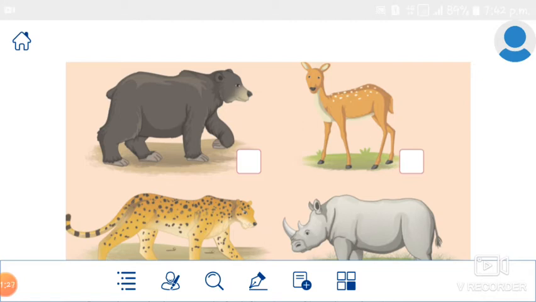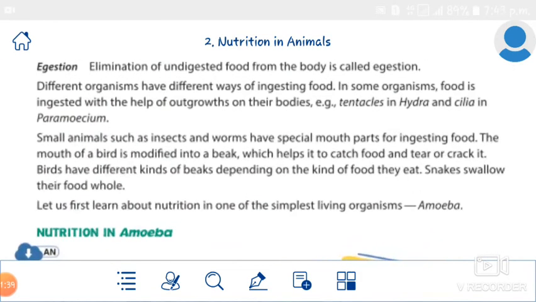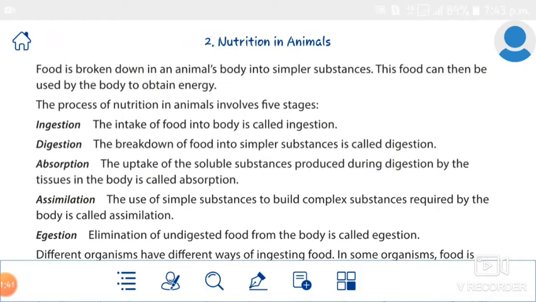Let's recall one by one. What is ingestion? The intake of food into the body is called ingestion. Do you remember that? And what is digestion? The breakdown of food into simpler substances is called digestion. And the third one is absorption.